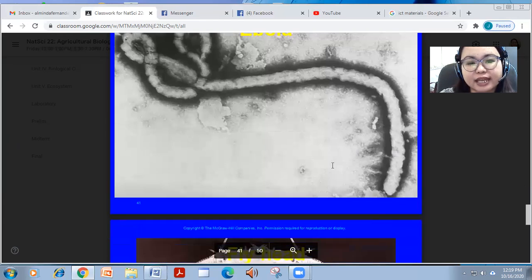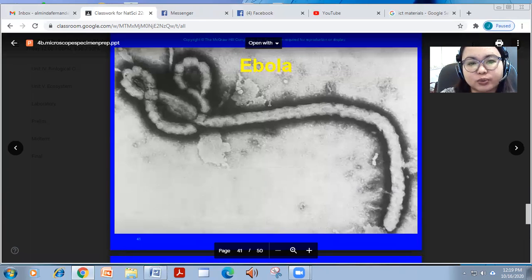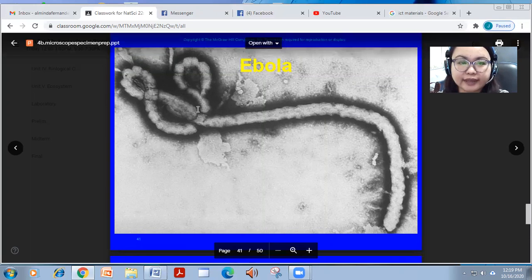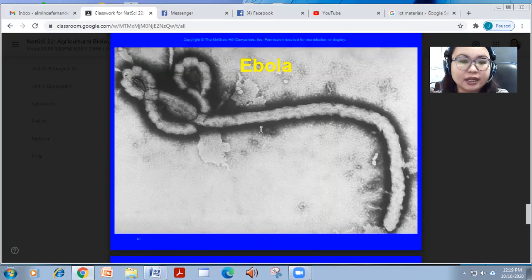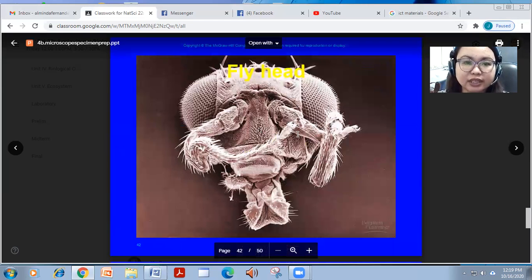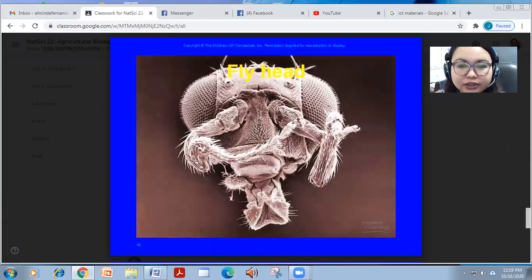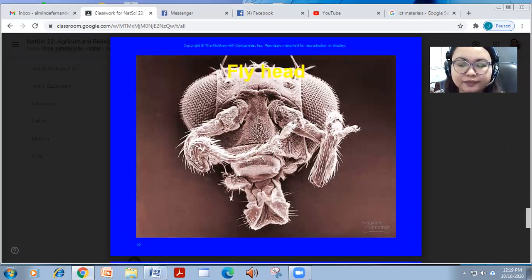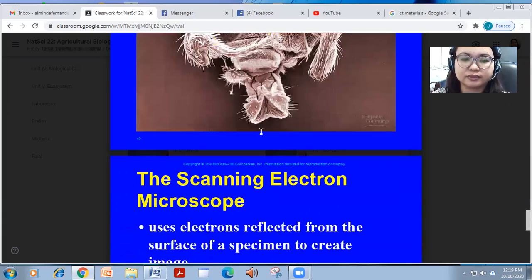So this is an example under the electron microscope with an Ebola. It's a virus, no? Virus cannot be seen with the naked eye, but using this electron microscope, you have seen here the image of what Ebola virus is. Another one, this is under electron microscope, is the fly head, no? The head of the fly. So it's very detailed and very prominent, no?